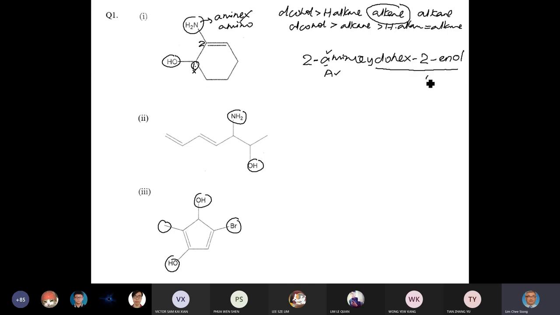How we mark normally is cyclohex-2-enol, we give one mark. And in front here, 2-amino, we give one more mark. Normally, but sometimes we will change. So be careful when you give the name.